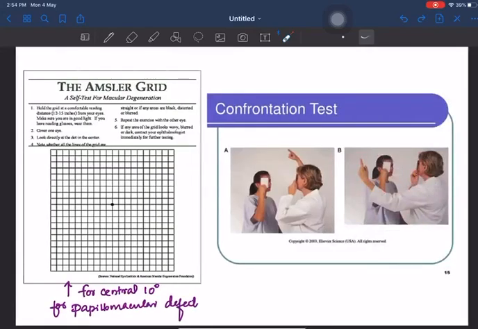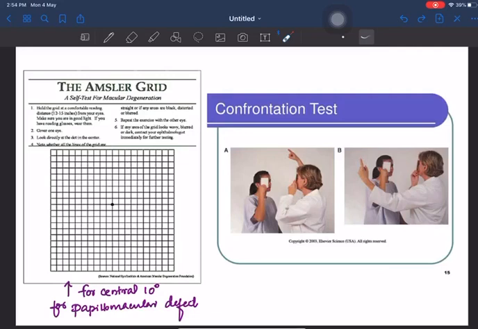These are the pictures of what we discussed earlier. This is an Amsler's grid. This is for central 10-degree defects, mainly for papillomacular defect. This is the confrontation test. This is a kinetic type of perimetry.